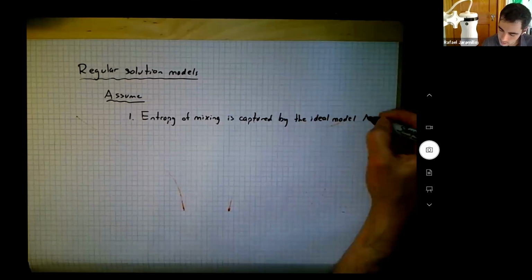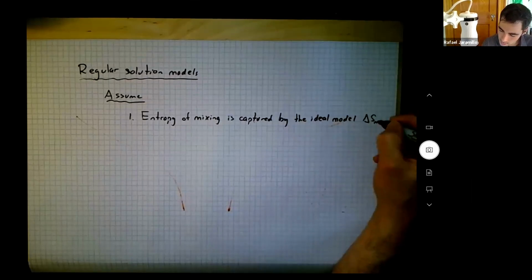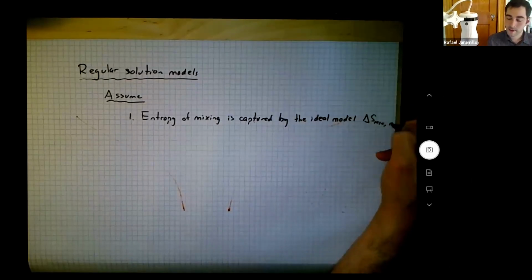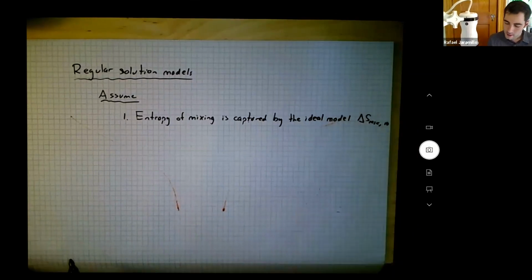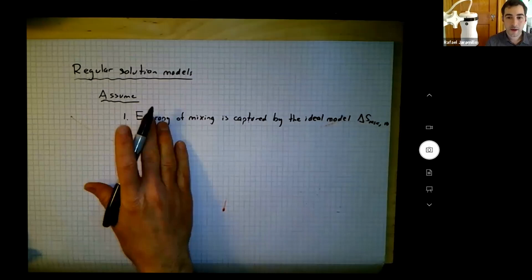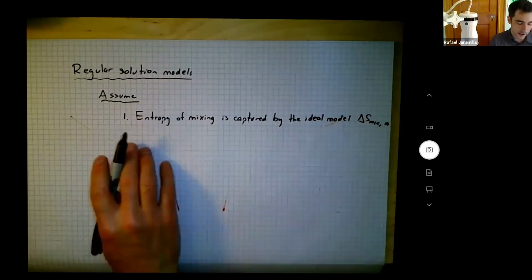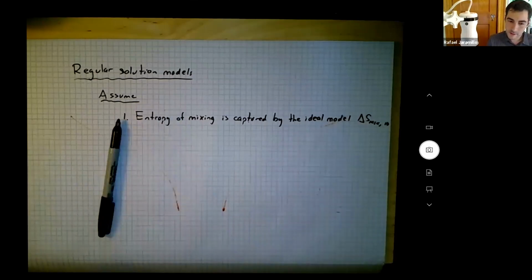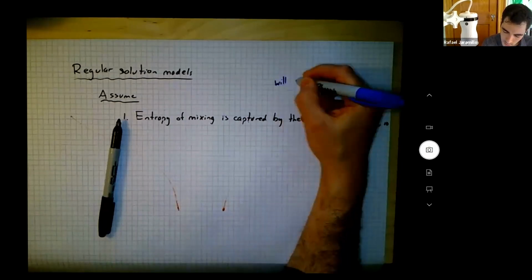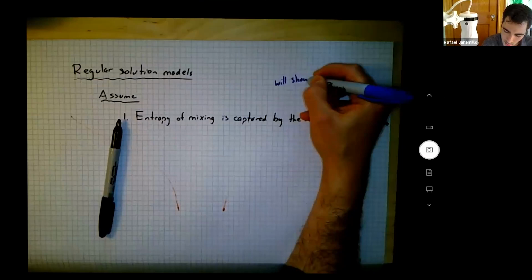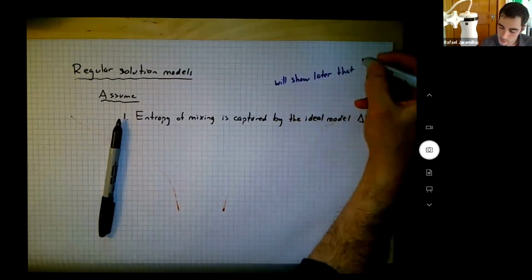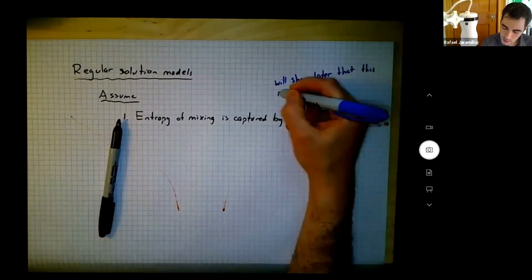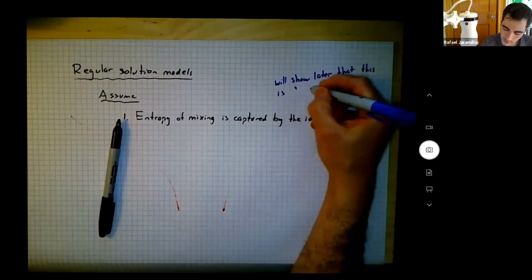Delta S mix ideal. That sort of gets a little bit fuzzy over there. I'm sorry for that. Okay, so we're going to assume that the ideal model captures the entropy of mixing. And as we'll see later when we do statistical thermodynamics, we will show later that this is what's called configurational entropy.